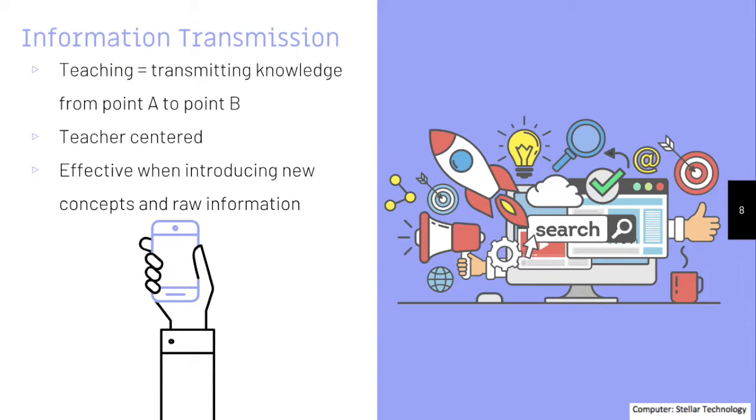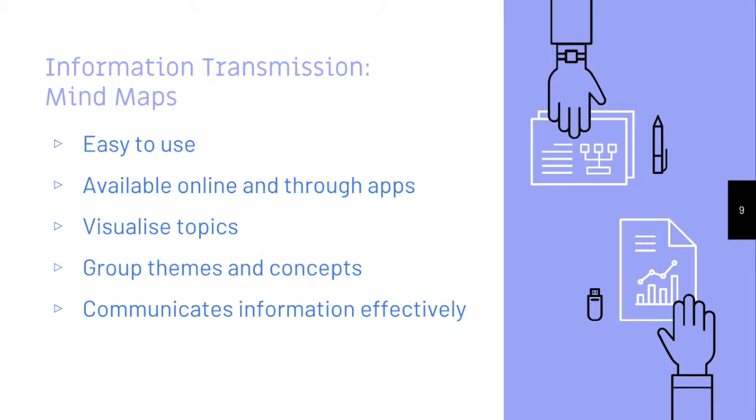Information transmission is a perspective on learning that sees teaching as the act of transmitting knowledge from point A to point B. It is very much a process that is teacher-centered, with the teacher holding all the knowledge and the student acting as an open brain for information to go into. This can be an effective way of learning economic theory. A tool that I would recommend students using is mind maps.